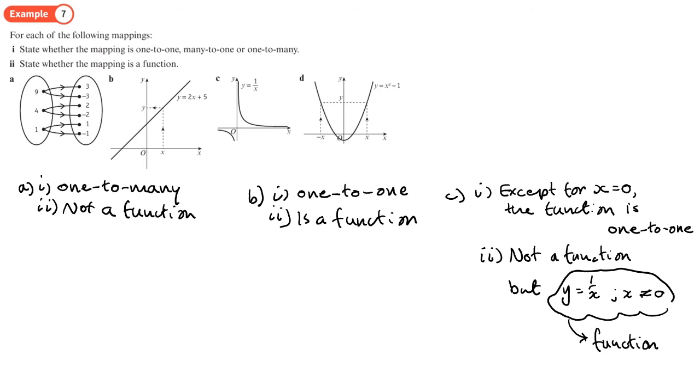And the last one, D, now that is many to one, because you can see that two different inputs go to the same output. That's allowed because each input has one output. That's not a problem. So this is many to one, and if it's many to one, that is a function.